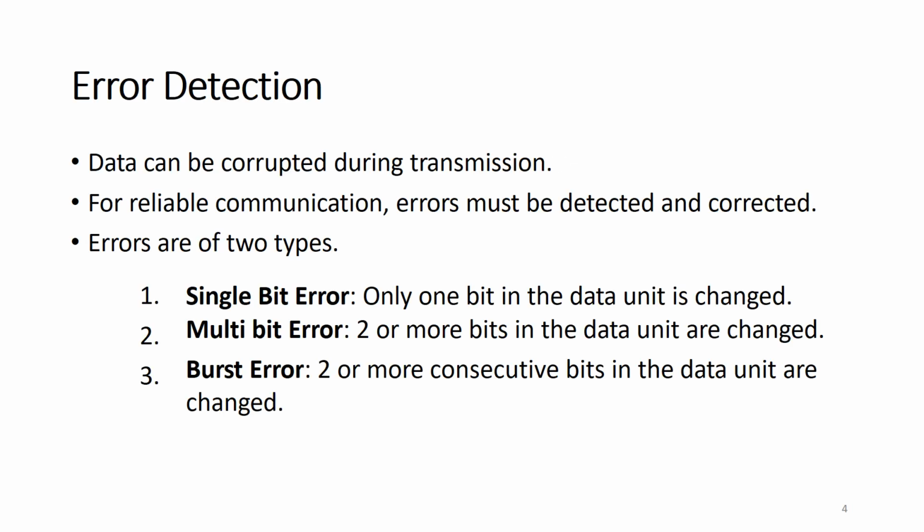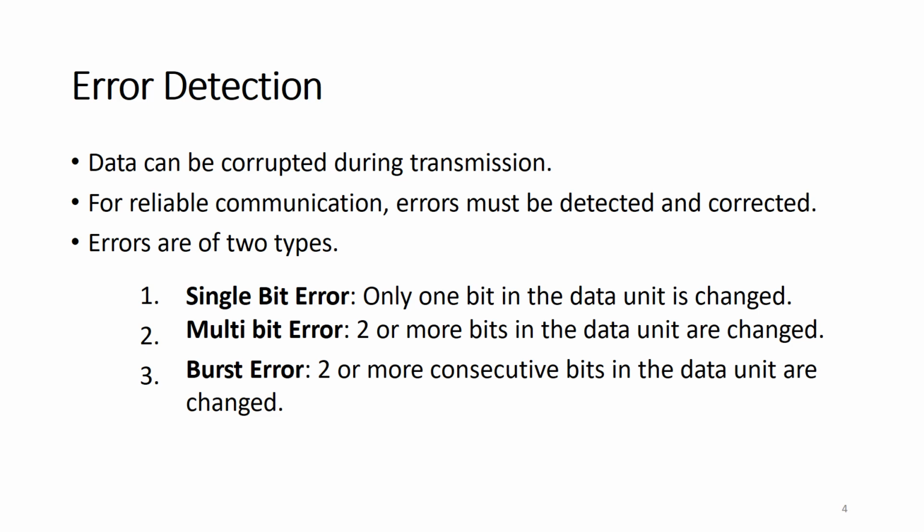Let's start with chapter number 3, data link layer. Data link layer is the second layer in the ISO OSI model. Already we have studied this in the last lecture. The first topic in this unit is error detection.